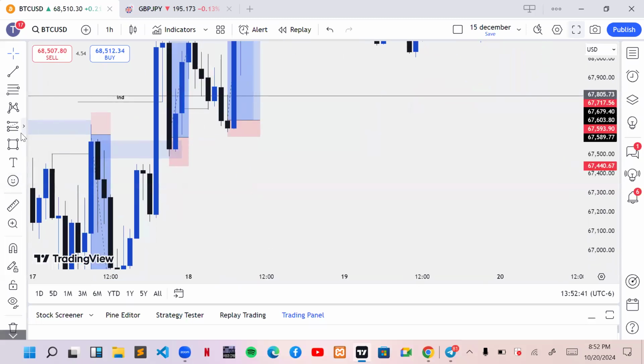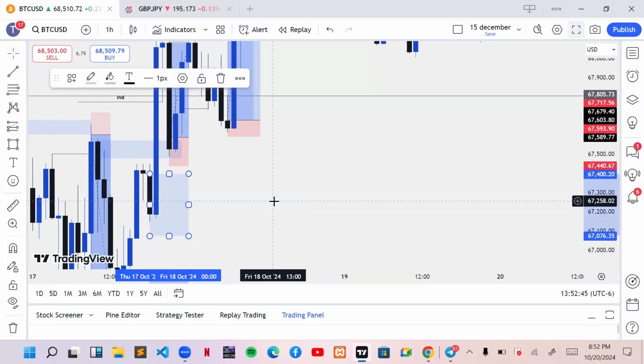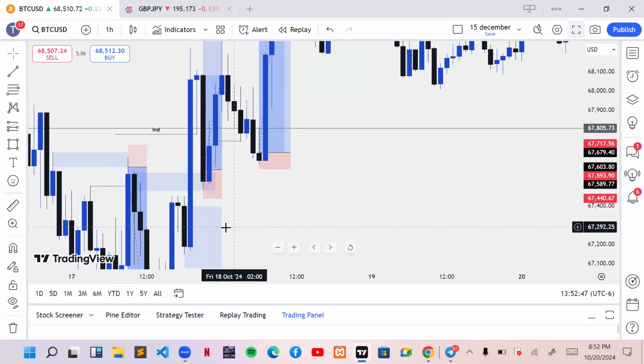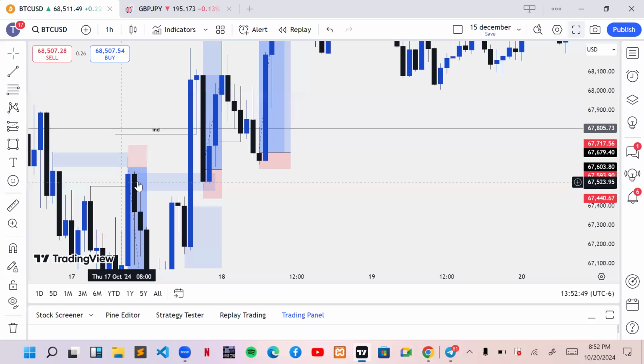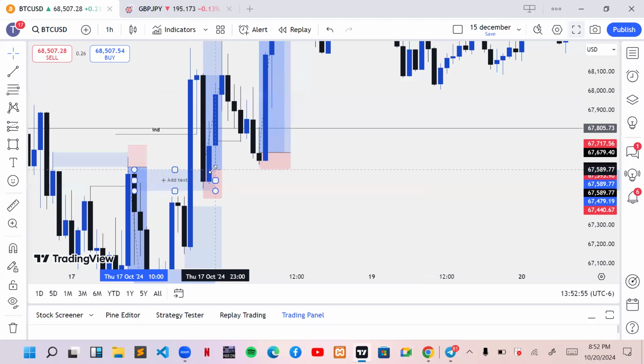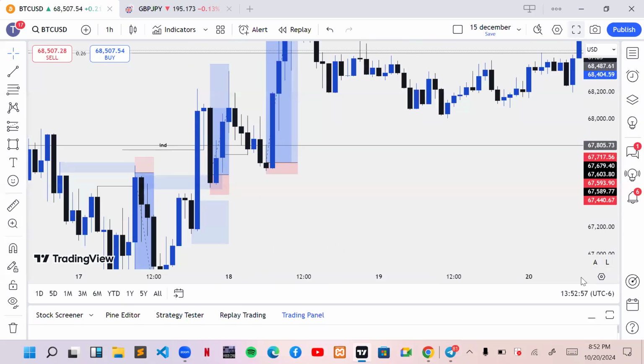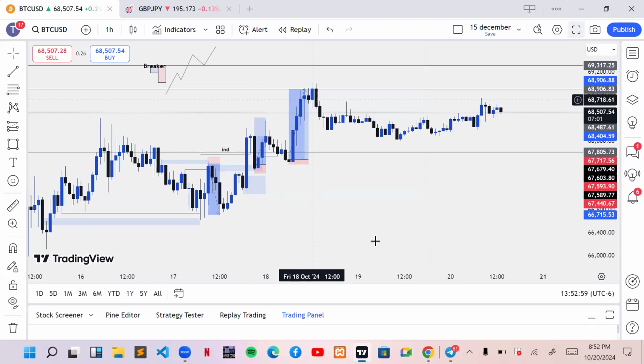There's another block down here, but at the same time there's a breaker block up here. The reason I did not pick this other block as my entry was because this breaker block is closest to this inducement that the market made right here. That was why I took this trade from this breaker block, and then as you can see, TP.